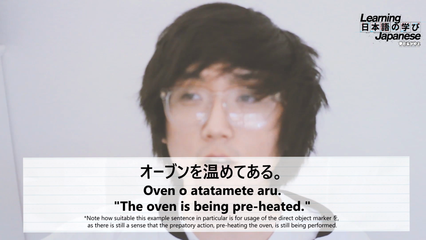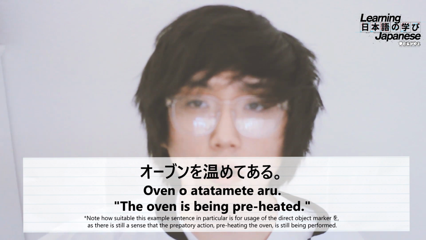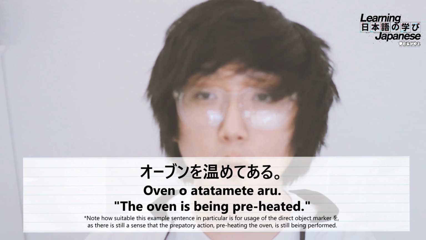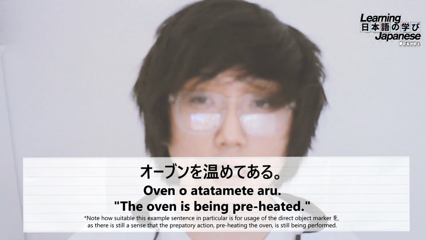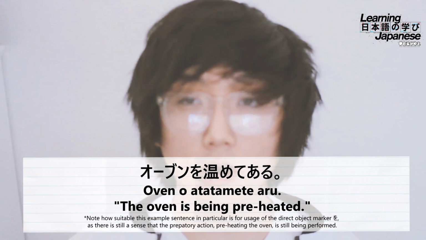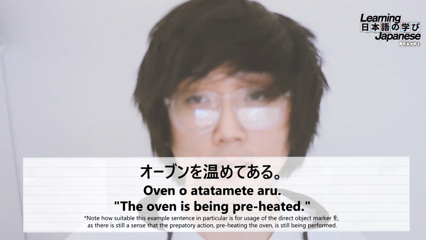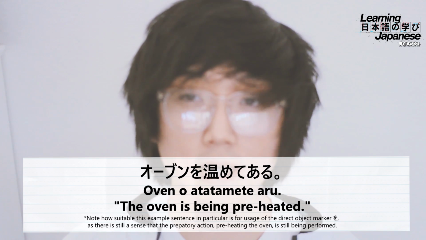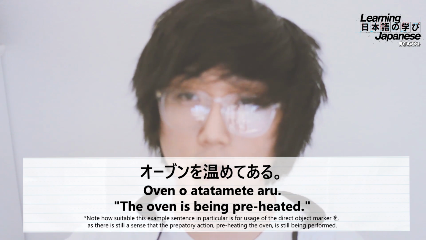Of course, we just start off with the katakana word obun, which is going to translate to, of course, oven. Here, this example is a bit unique because we're using the particle o instead of wa or ga, which is kind of the rare case, as I said when we were covering the background information of this grammar pattern.